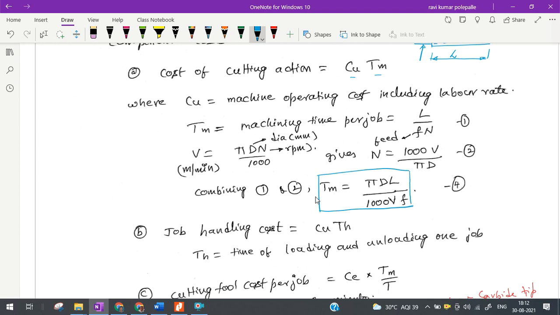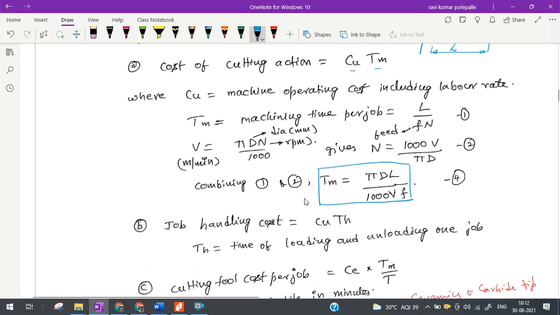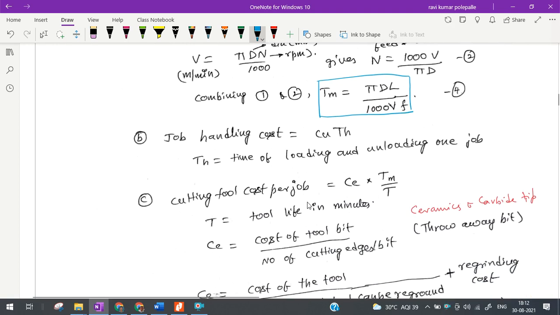Right? So this I need to substitute. Therefore I have put it in a box. Next type of cost, that is job handling cost. So job handling cost refers to the time for loading and unloading one job and its corresponding labor rate, Cu, into Th. So both of the things are multiplied.